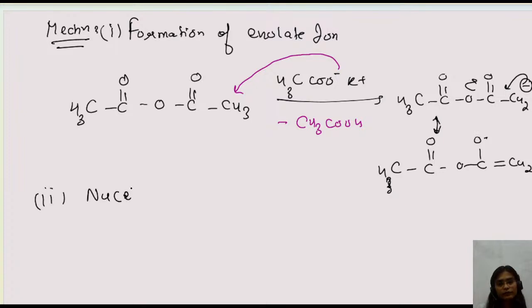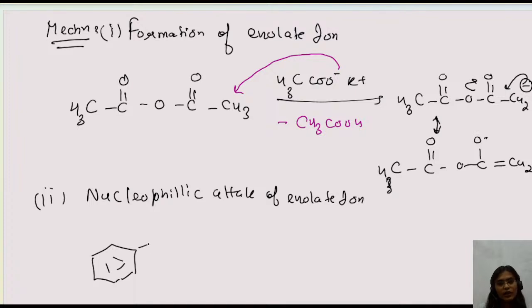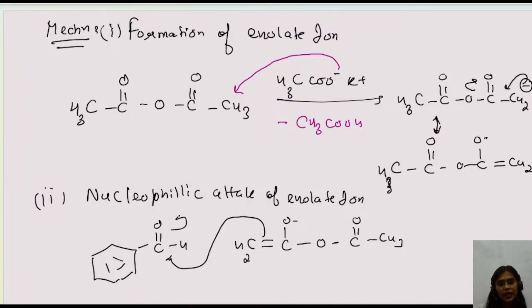It is a nucleophilic attack of the enolate ion. Let's see that again. This is the benzene we have, this is a CHO, and then the CH double bond, O negative oxygen and a CO and CH3 there. This double bond simply attacks here, and this bond opens up. Let's see on the next slide what we are getting now.